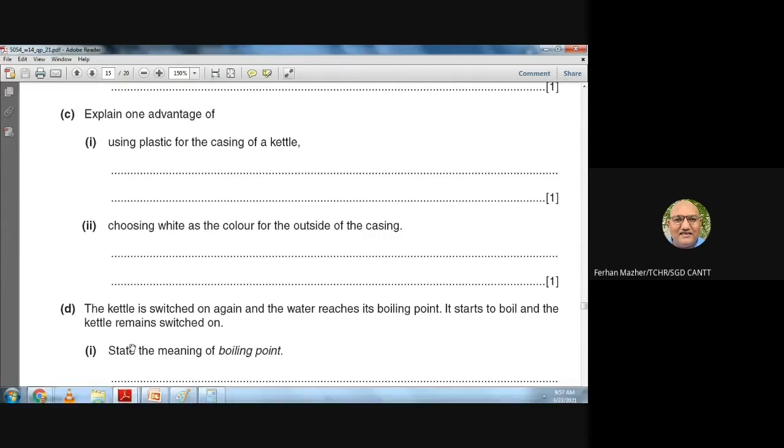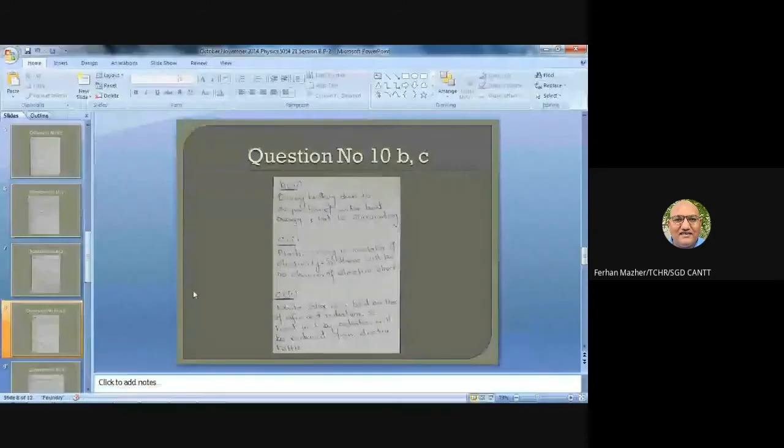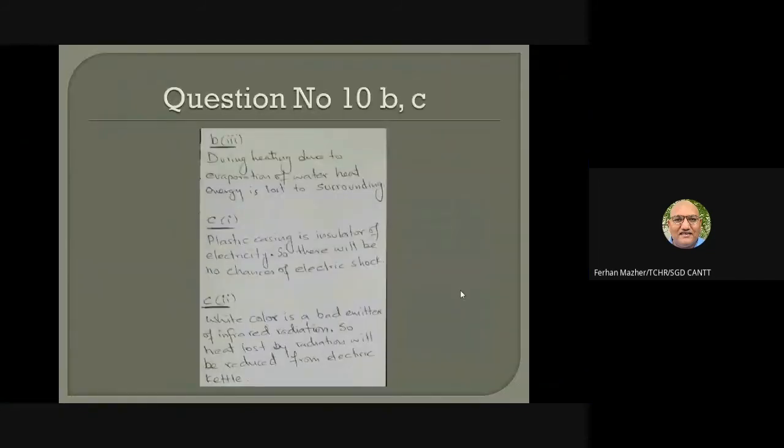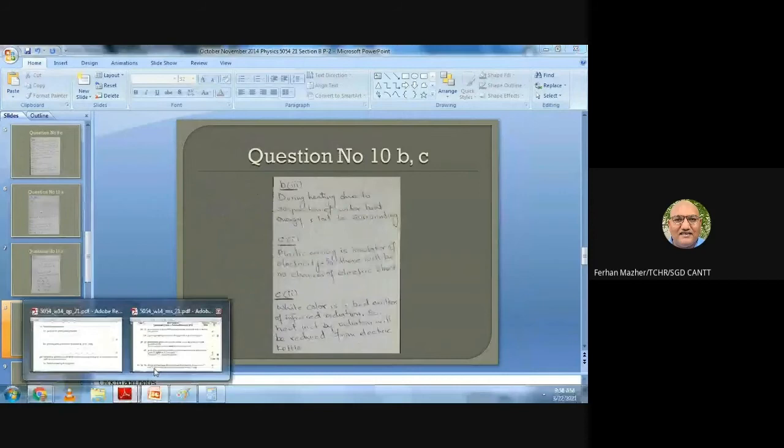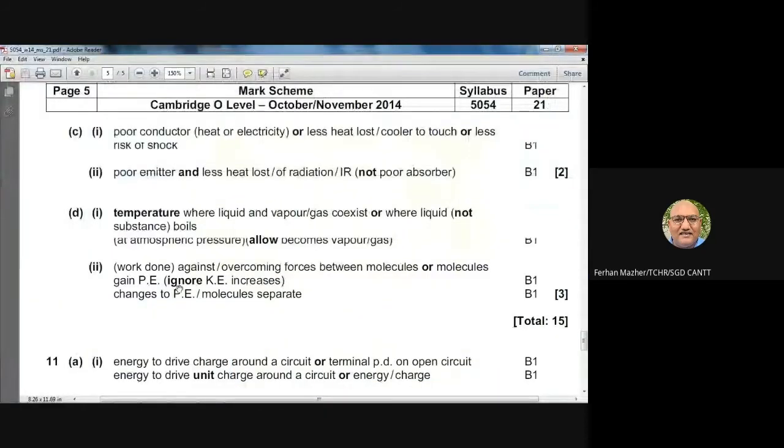Let me show you my answer. I have written this answer also. It's just a one-sentence answer. A plastic casing is an insulator of electricity, so there will be no chances of electric shock. So let me check the marking scheme. You see, poor conductor of heat or electricity, or less heat loss, cooler to touch, or less risk of shock. It's a 1-mark question, very easy to answer.